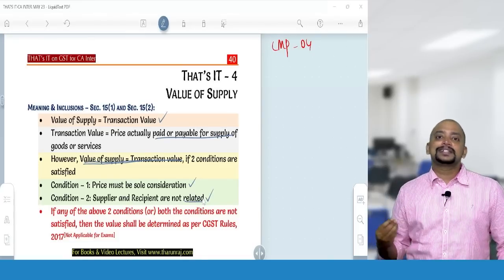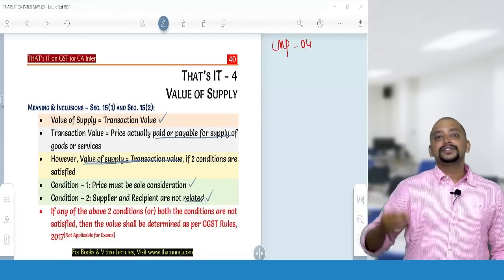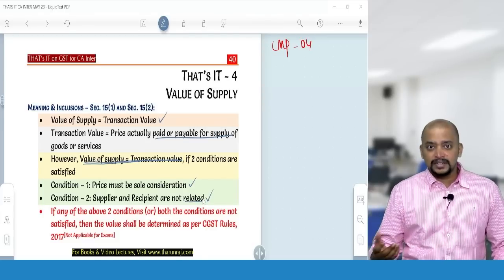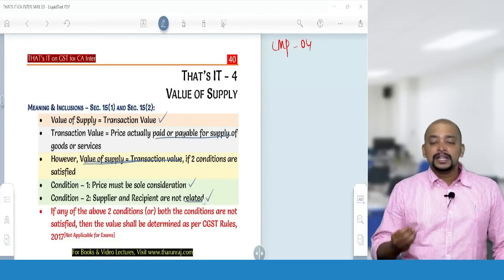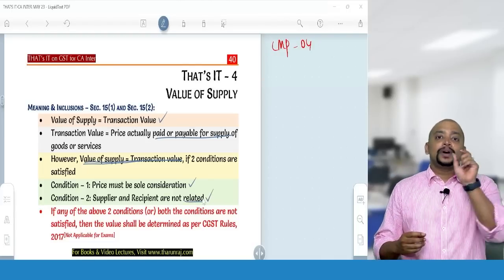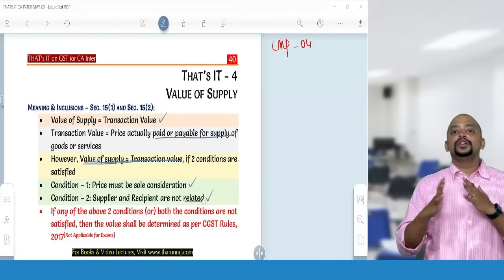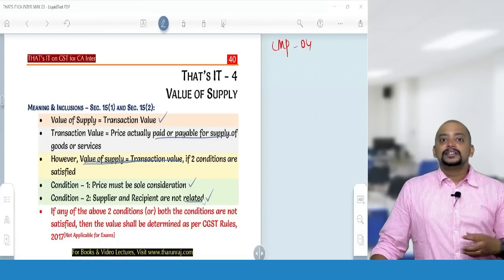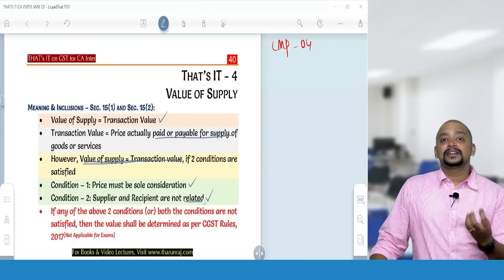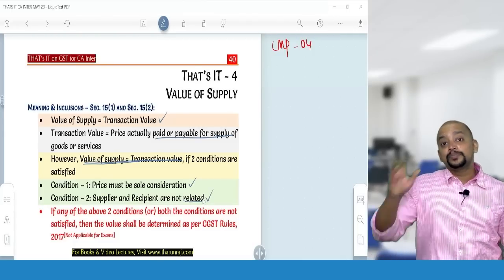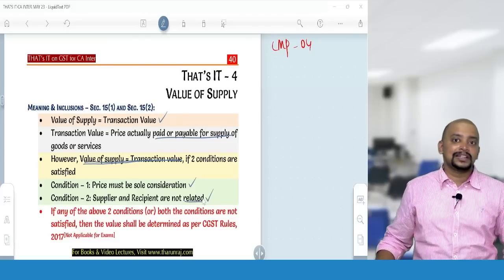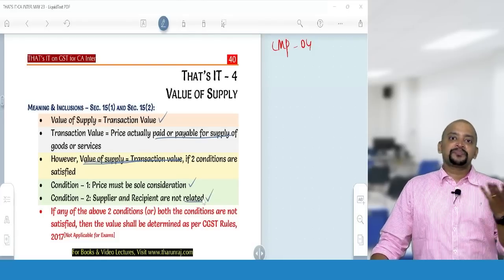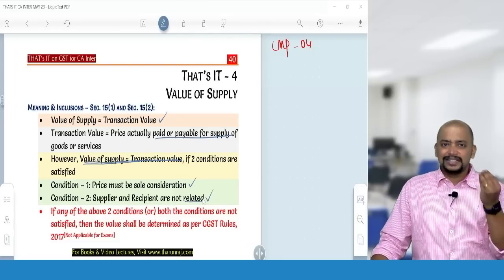So parties are treated as related in a total of 9 situations. Number 1, they are officers or directors of one another's business. They are legally recognized partners of a firm. They are employer and employee, and one shareholder holding 25% or more in 2 companies makes those 2 companies related, and then together they control a company, and then they are under the common control of a third person, and one person directly or indirectly controls the other, and they are members of the same family. And thereafter we have sole selling agent. These are the 9 relationships.